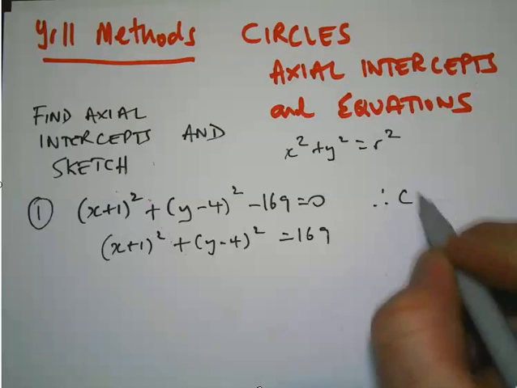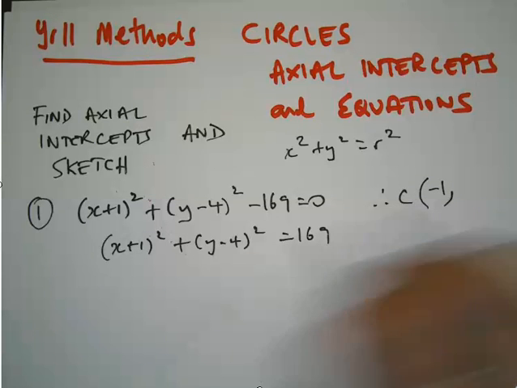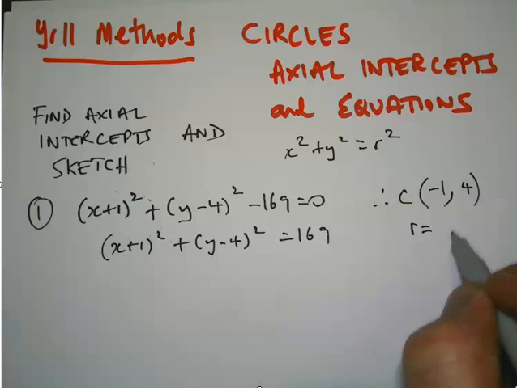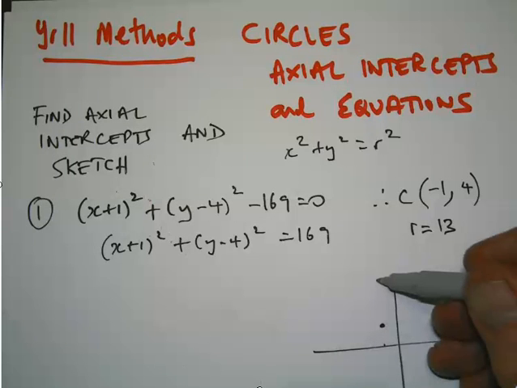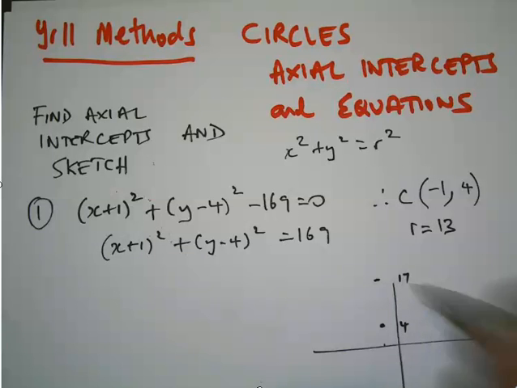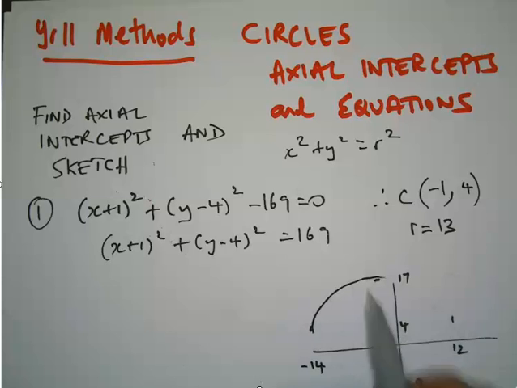Therefore, the centre of the circle is at (−1, 4), and it has a radius of the square root of 169, which is 13. So for my circle, the centre is at (−1, 4). The top is going to be 13 above there, up at 17. The bottom is going to be 13 below at −9. This is at x = −1, so 13 across at 12 and 13 across at −14. So there's my circle, and I know that it has a radius of 13.